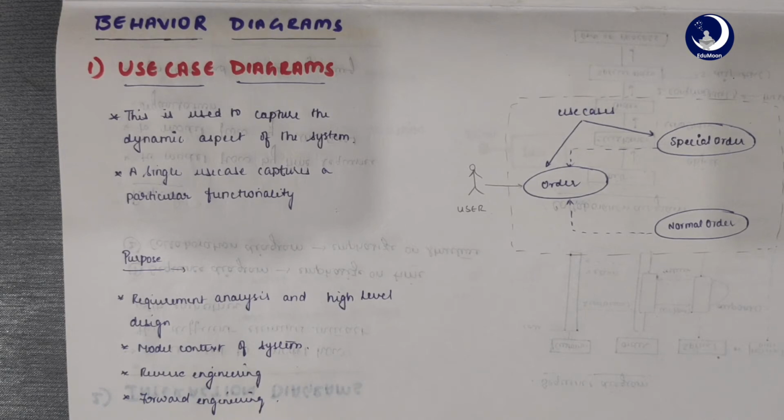The other purpose is to model the context of a system, that is, what's the state of a system at a particular context. And the use case diagrams are also used in forward and reverse engineering.